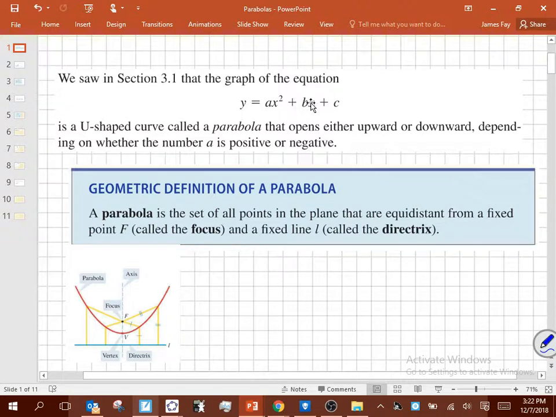and completing the square process to change that to graph it using those techniques. Today we're going to talk about how we can graph a parabola using the geometric definition. Before we get into the geometric definition, I always want to talk about collectively what conic sections are.